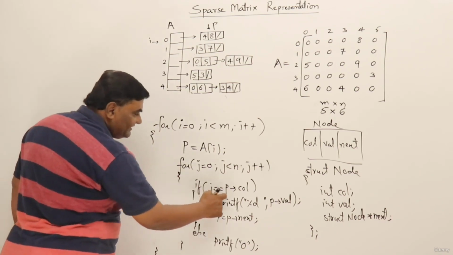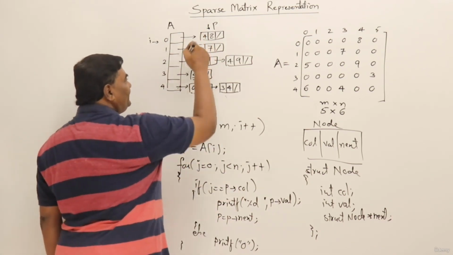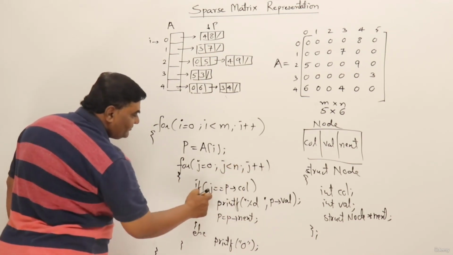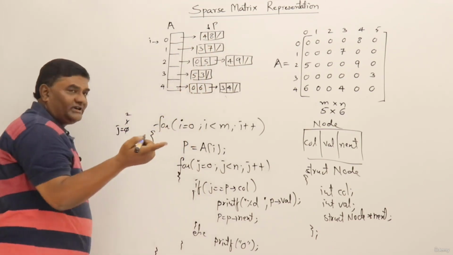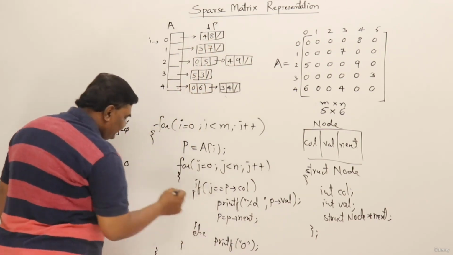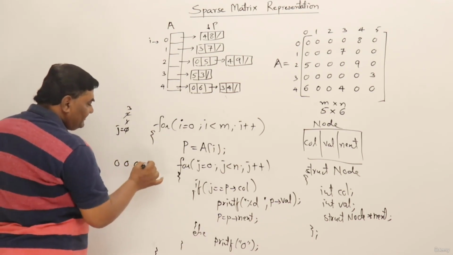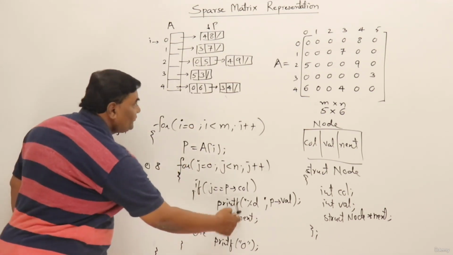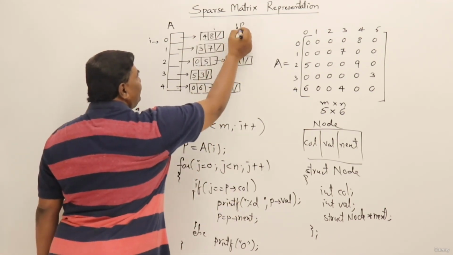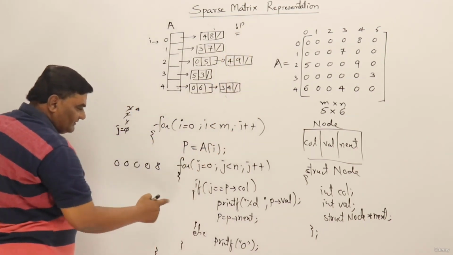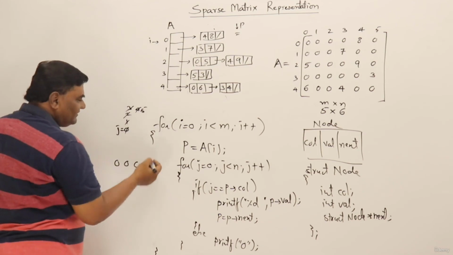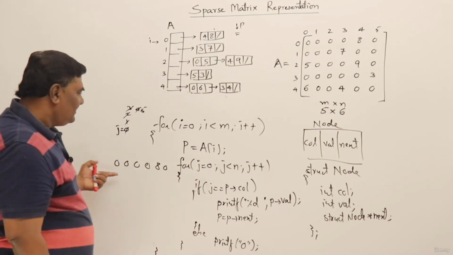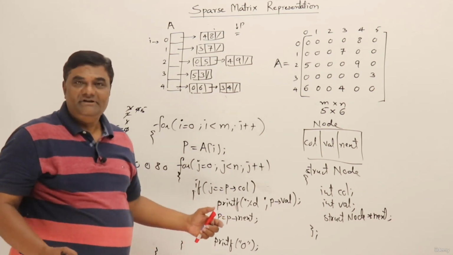Then check if j is equal to P's column. j is 1. Is it equal to P's column? No. Print 0. Then j becomes 2. j++. Then is j equal to P's column? P's column is 4. So up to 4 it will not be matching. Then print 0. Then j becomes 3. Print 0. j becomes 4. It's matching. So print 8. And move to the next node. So P will move to the next node and P became null. Then next, j becomes 5. Is it matching? No. Print 0. So that's how it will print all these things. That's how it can be displayed.